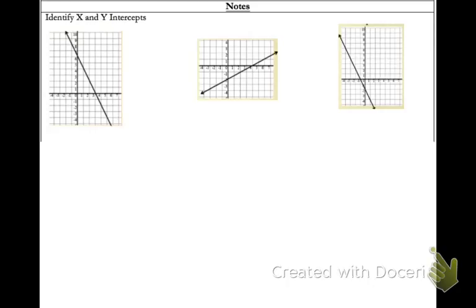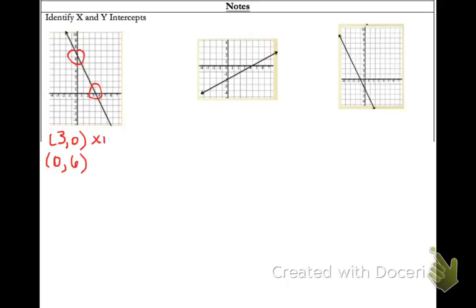So we have the point 3, 0, and the point 0, negative 6. Now notice I said 3, 0, because remember the first coordinate is the x and the second is the y. So to have a point right on the x-axis, I have the number 3 and then y has to be 0. And then the y-intercept is 0, negative 6.